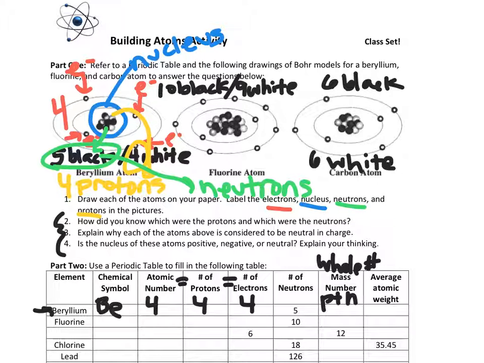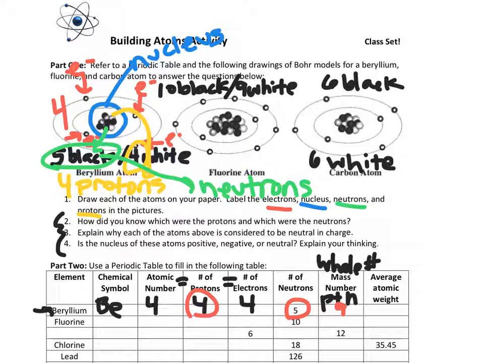So what we're going to do is take the number of protons and add the number of neutrons, and that's going to be our mass number. So 4 plus 5 is 9. So in this isotope of beryllium, the mass is 9. So we'd call it beryllium 9.